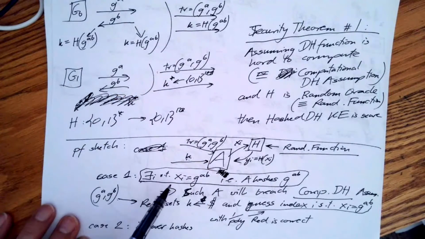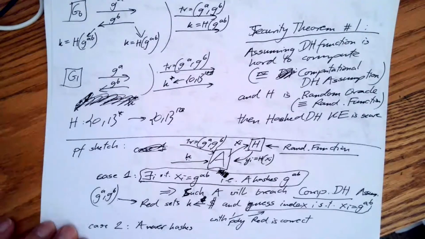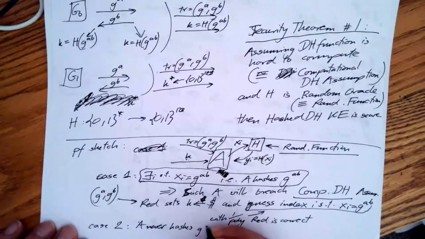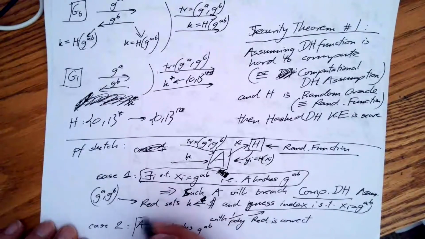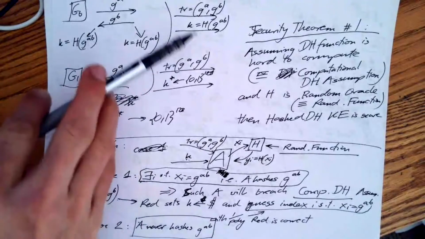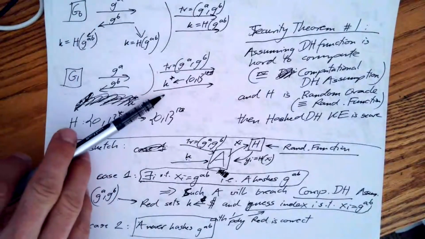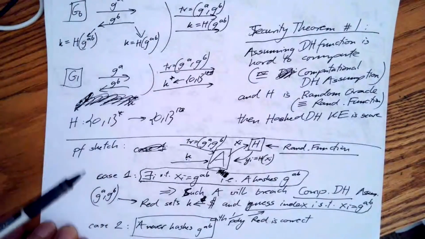So the probability of making that query does not change, and that's the only thing you care about. Because after this query is made, then okay. So that's why. And if it never hashes g^{ab}, then basically we get indistinguishability of this and that already.